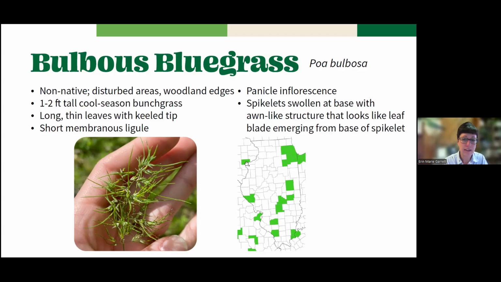But this one, again, has a lot of the same characteristics that we have in the bluegrasses. Hopefully you're starting to pick those up by now. Cool season, bunchgrass, relatively short. Long thin leaves, keeled tip, short membranous ligule. But this panicle looks kind of different. So these spikelets are kind of funky. And they have a structure that's not technically an awn, because it emerges from the base of the spikelet and it's not a bristle. It doesn't really fit into either of those, so we call it an awn-like structure emerging from the base of the spikelet. How do you like that description?